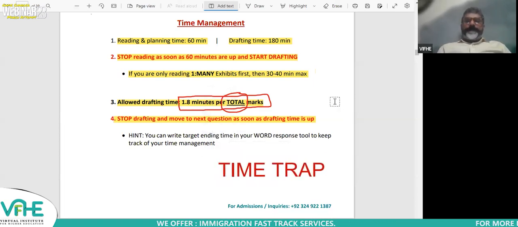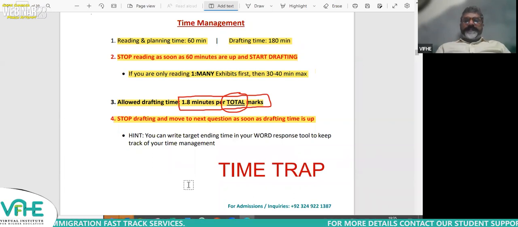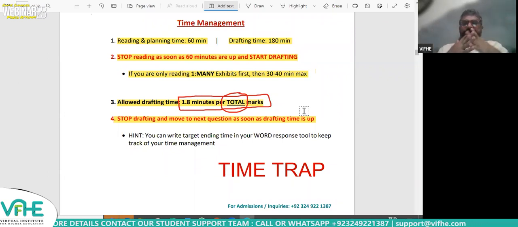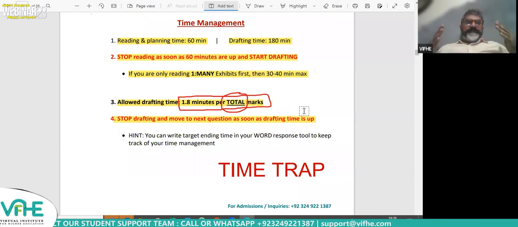What is a time trap question? A time trap question is a question which is very lengthy and the marks are very less. So obviously, when the marks are less, the allowed time is less. So you will never be able to finish that question within the allowed time. So it's called the time trap question.